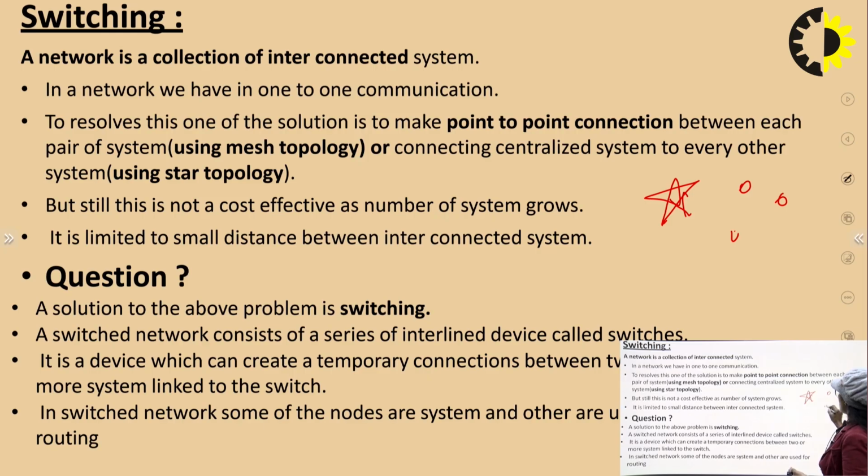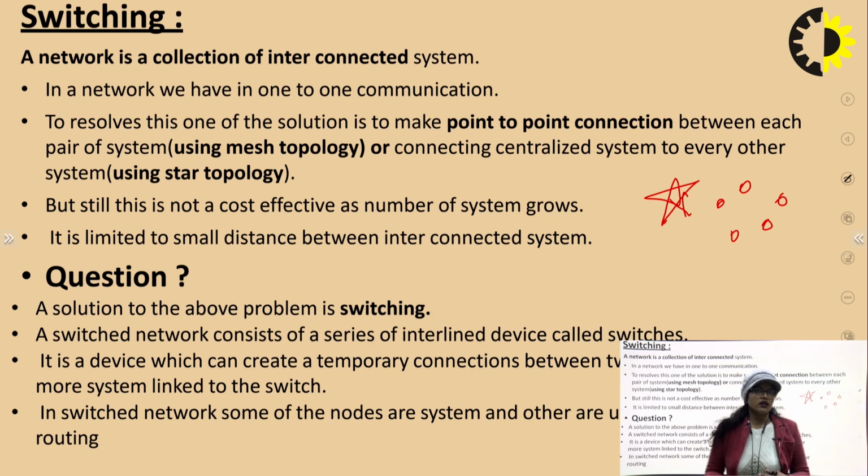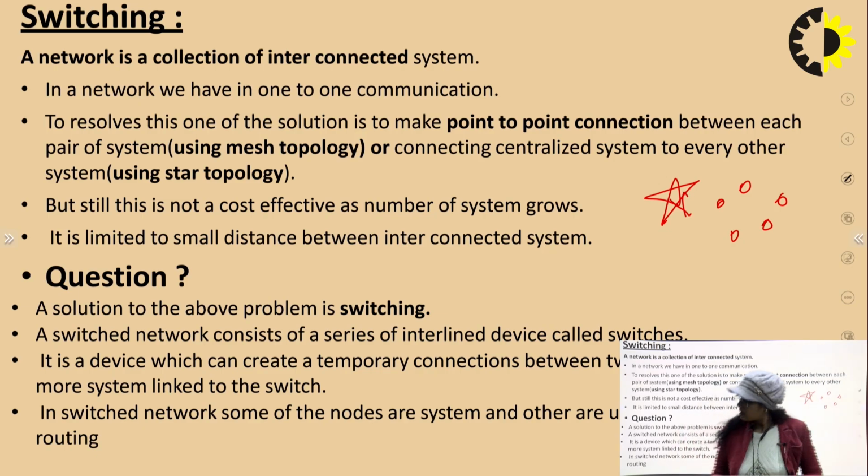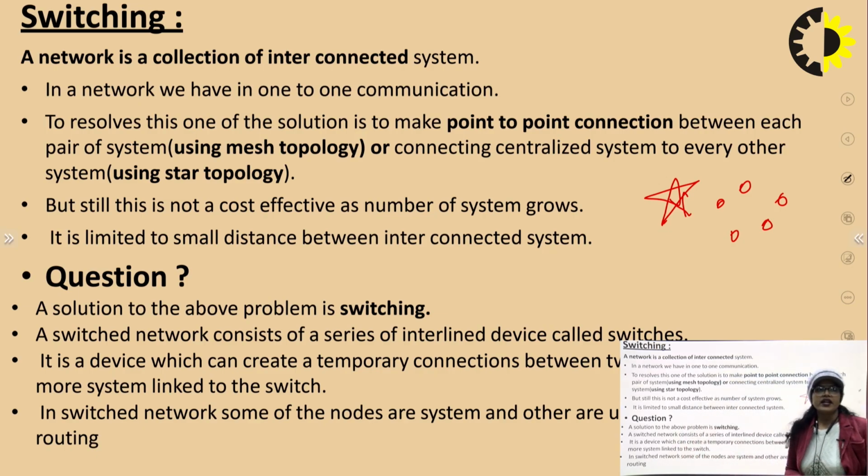In these, all devices are connected to another device in a one-to-one approach, right? So this implementation becomes more costly and inconvenient for a large number of systems. It is limited to small distances, that is, small networks. So the question is how to resolve this problem. This problem is resolved by the use of switching.